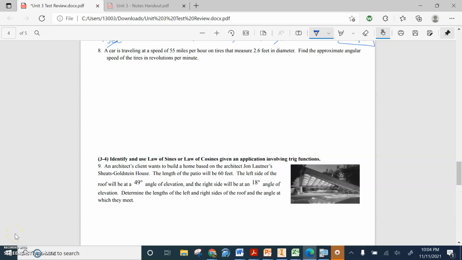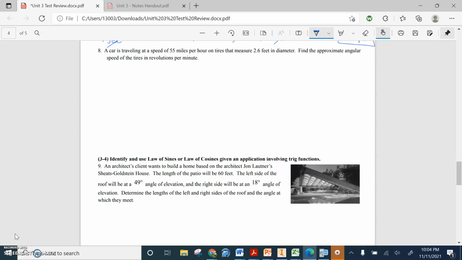Okay, number 8 is very similar to 7, at least 7b. The only difference is that they're giving you the miles per hour, and they kind of want you to work backwards through the problem in order to get the angular speed in revolutions per minute.